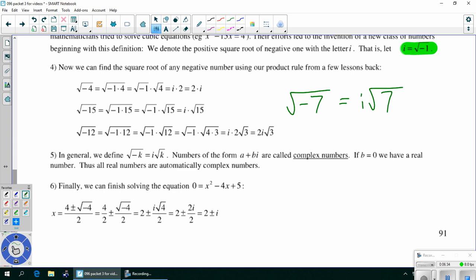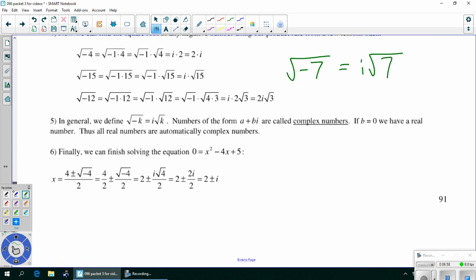Numbers of the form a plus bi are called complex numbers. If we let b equal 0, so that's the i part disappearing, a plus nothing is just a, and you get all the real numbers. a is allowed to take any real number value. So that means that the real numbers are automatically complex numbers. All of the real numbers are inside of this larger set of complex numbers, but then the complex numbers include many numbers that are not real numbers.